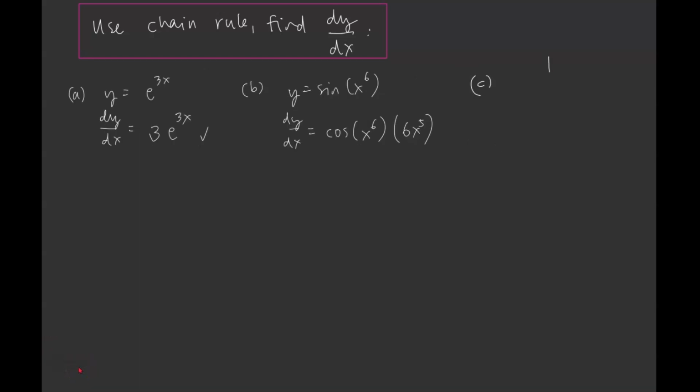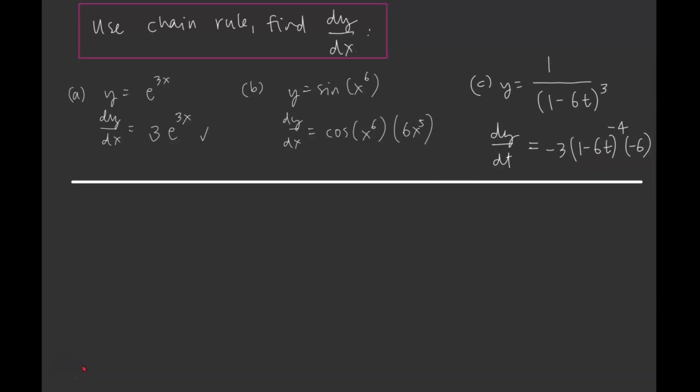Okay, let's do one more. Say that our function was y equals 1 over 1 minus 6t to the 3rd, and we're going to find dy/dt this time. So this is essentially like this expression raised to the negative 1/3. And so the derivative of that will be negative 3, same inner function, and now our new power is negative 4. We subtract 1. And all of that gets multiplied by negative 6, because that is the derivative of this inner function. Okay, so I feel pretty good about chain rule.